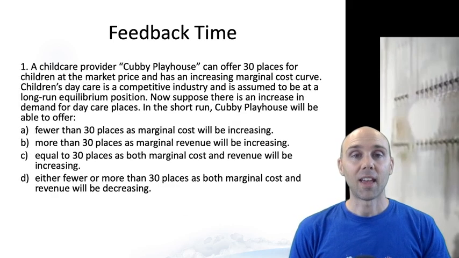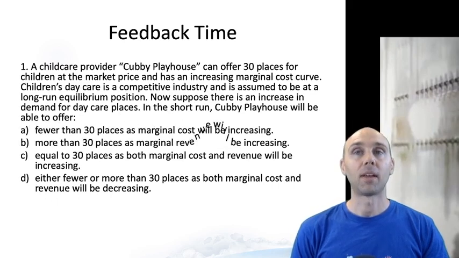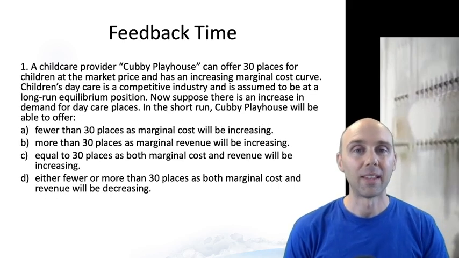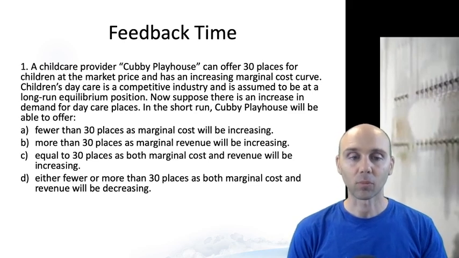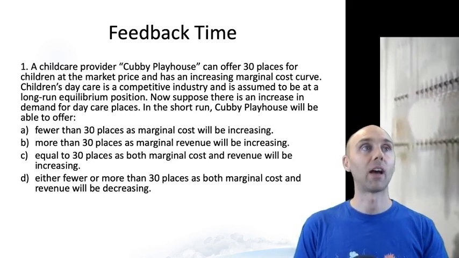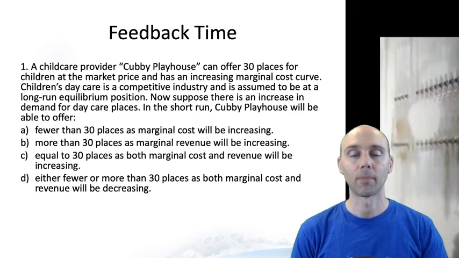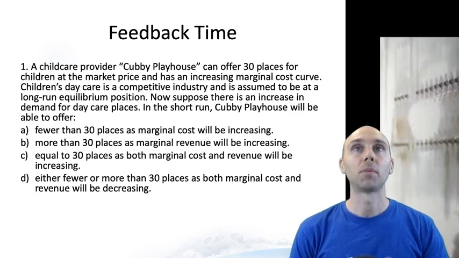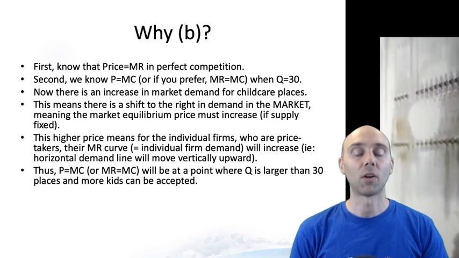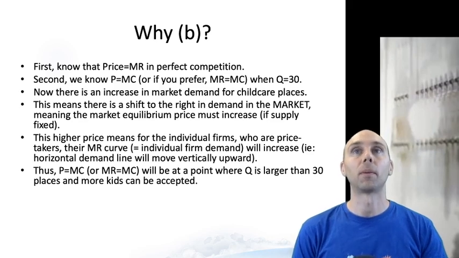And the correct answer is B, more than 30 places, because marginal revenue is increasing. Let's work through logically how we could have got to that answer. First, in perfect competition, following the cost-benefit principle, we know that price is equal to marginal revenue.